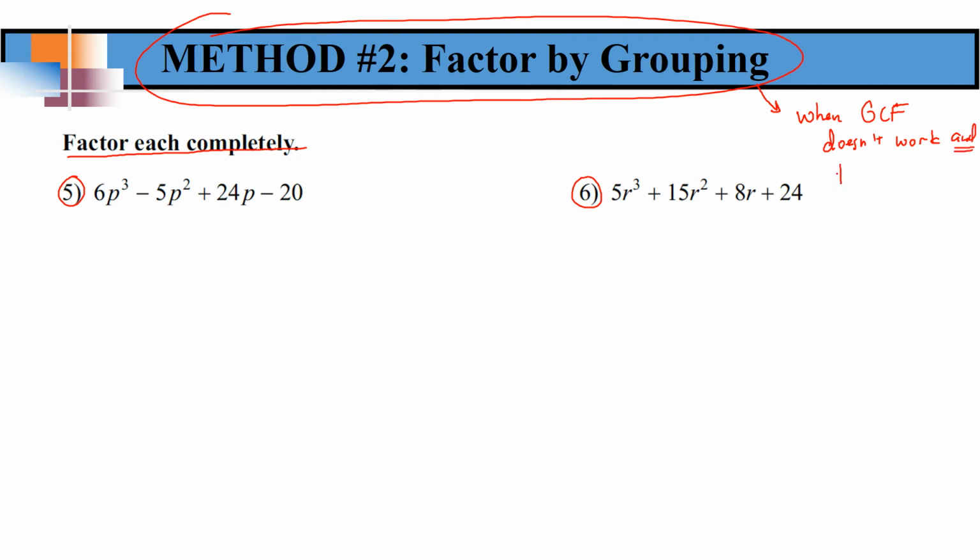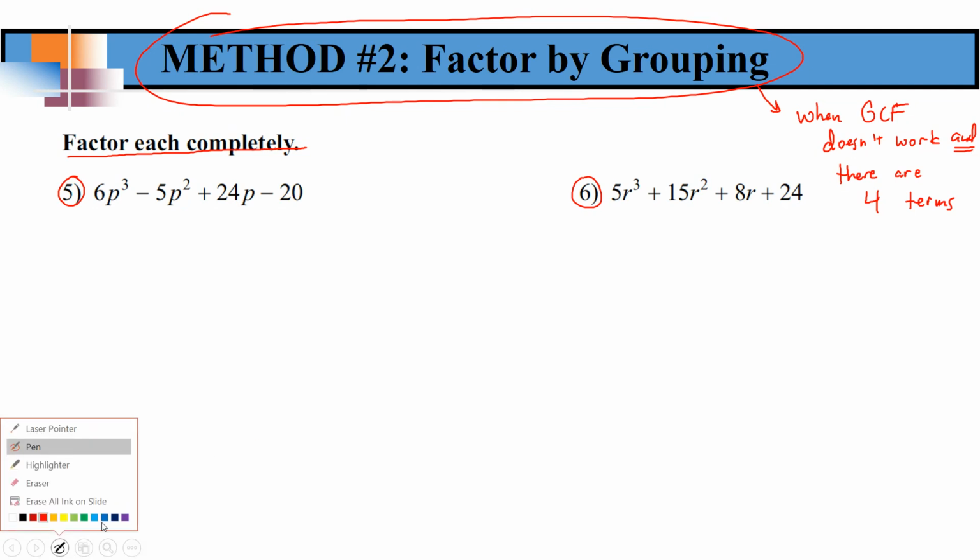And there are 4 terms. So I can tell in each of these examples that there are 4 terms. Let's try GCF. 6, -5, 24, and -20. There is no greatest common factor of those terms, and there are 4 terms. So here's how it works.